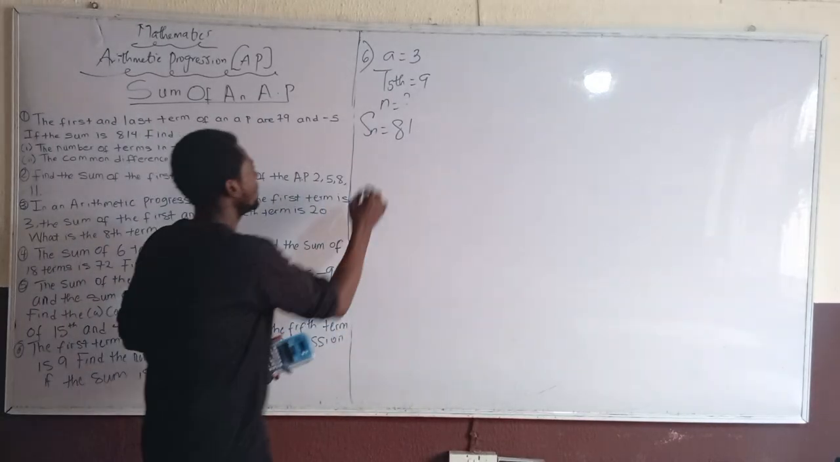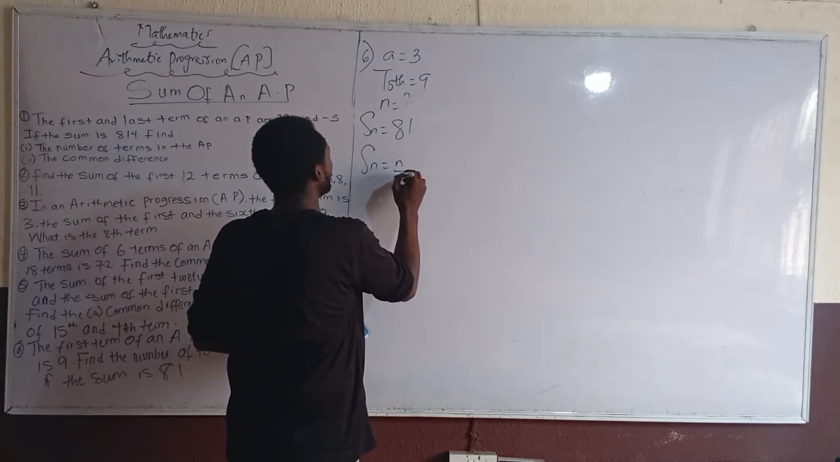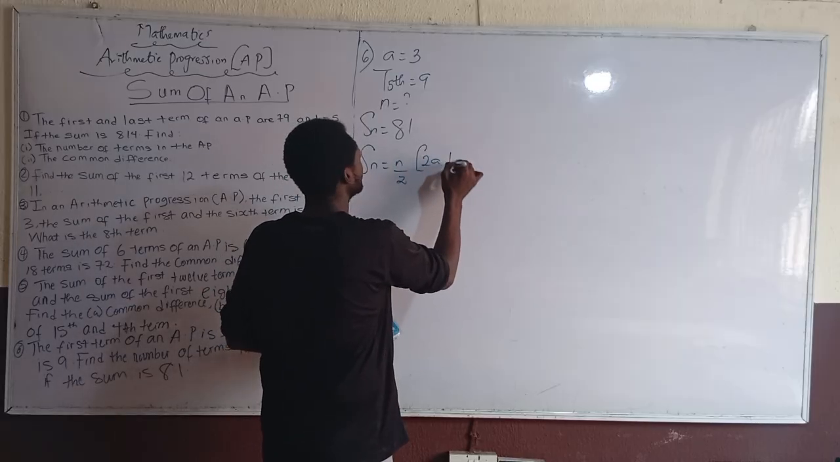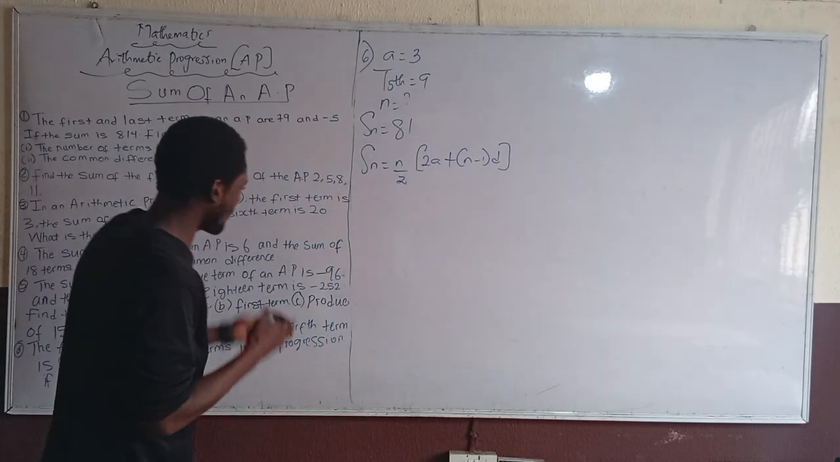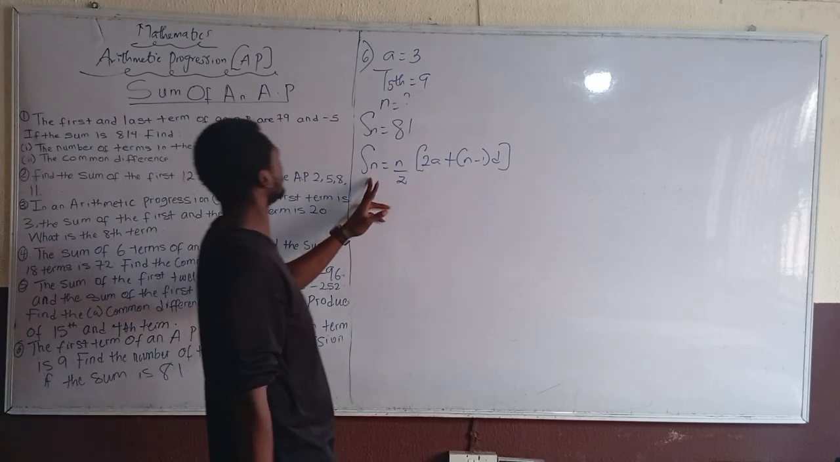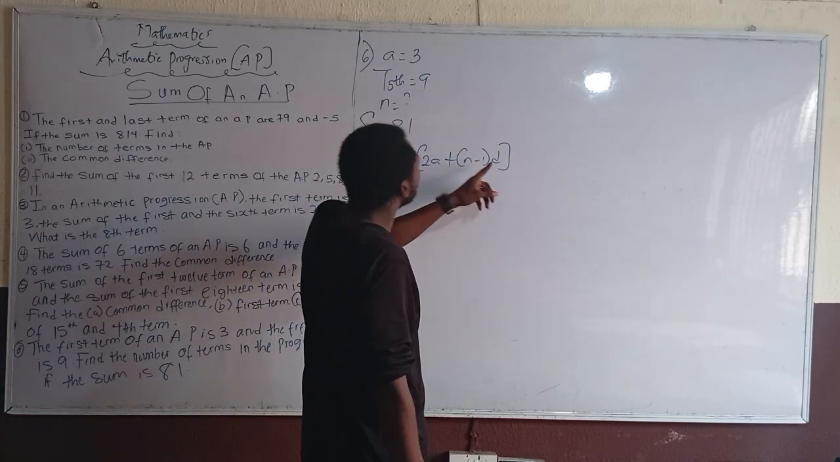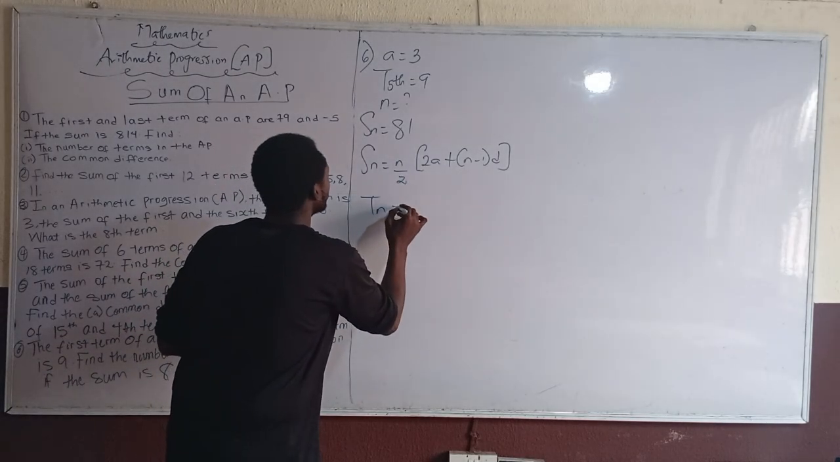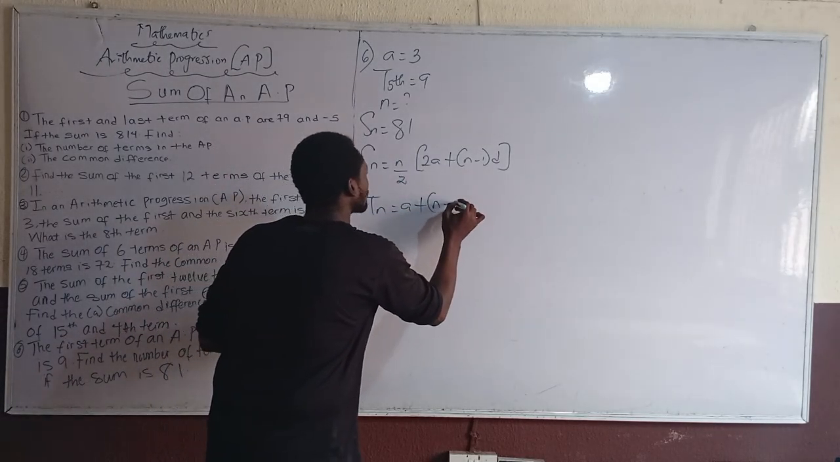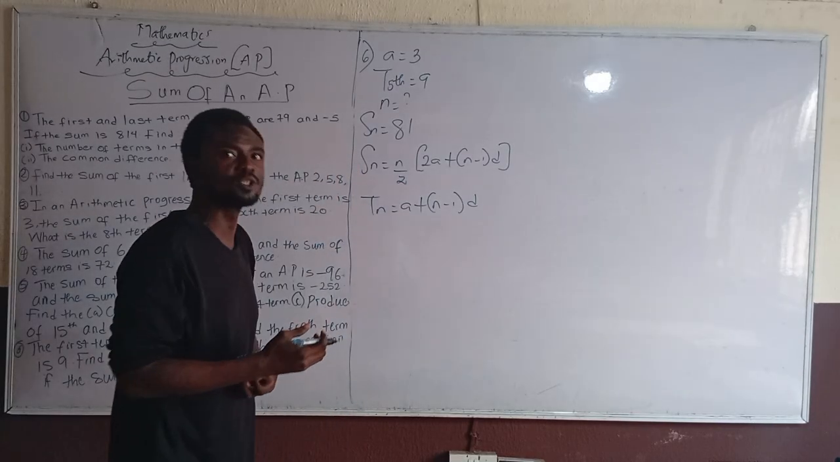Now sum Sn is n over 2, I have 2a plus n minus 1 d. Now in the question, I have my sum, I have a, but I don't have the common difference. So I will use Tn equals a plus n minus 1 d to get my common difference.